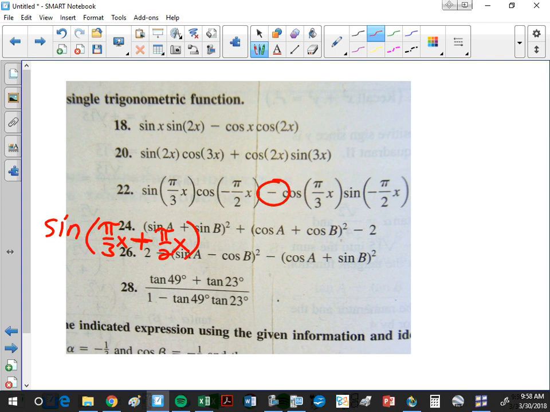Okay. What is pi over 3 plus pi over 2? We have to turn them both into sixths. So 1/3 plus 1/2, it's 2 over 6 plus 3 over 6 is 5/6. So it ends up being 5 pi over 6x.